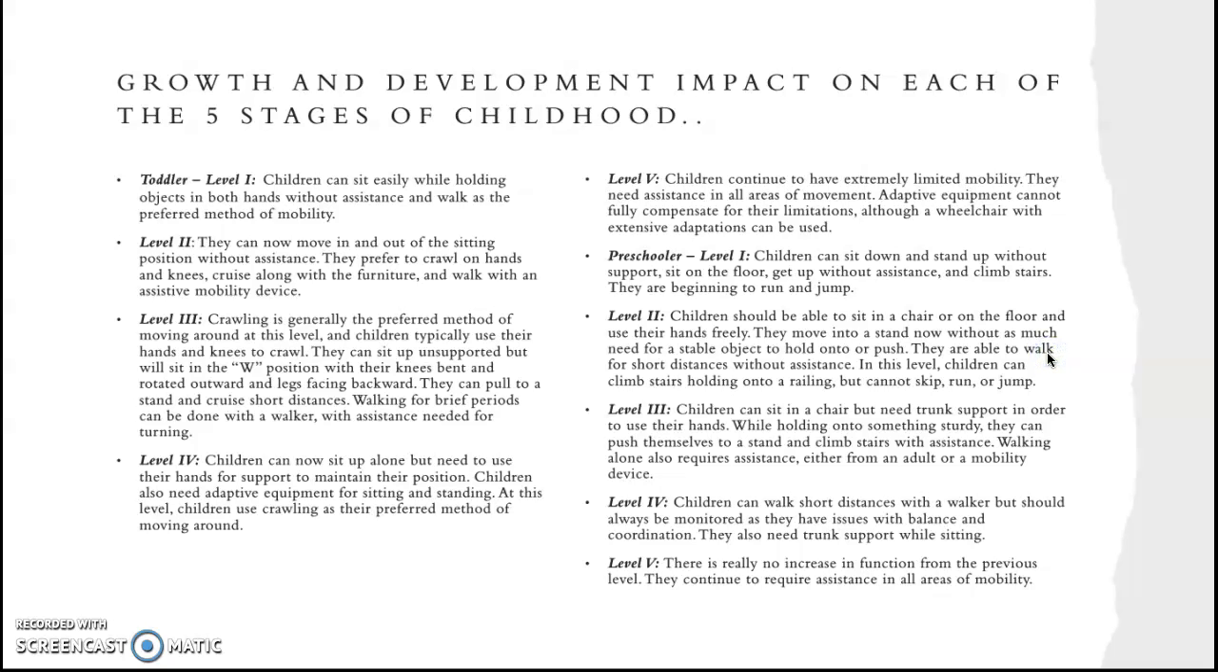Growth and development in the toddler. The level 1 toddler can sit easily while holding objects in both hands without assistance and walk as a preferred method. Level 2, they can move in and out of the sitting position. They prefer to crawl on hands and knees and cruise along with furniture and walk with an assistive mobility device. Level 3, the crawling is the preferred method of moving around. Walking for brief periods can be done with a walker or with assistance needed for turning.